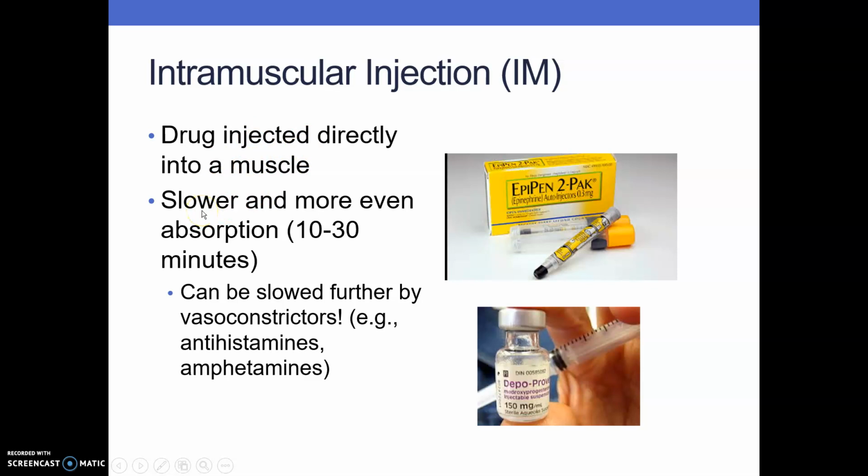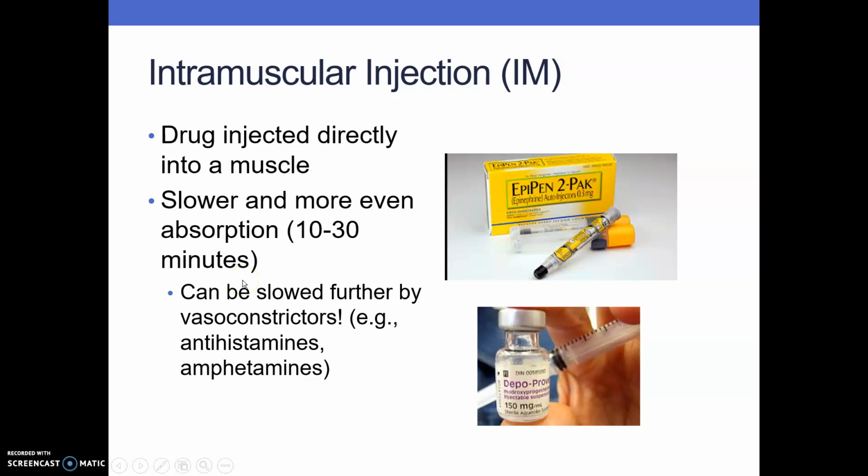Now, muscles do have access to the bloodstream, but it takes them a little while to get there. So one of the things that we find relative to an intravenous injection is that it's slower and absorption is more even. It takes between 10 and 30 minutes to have an effect.